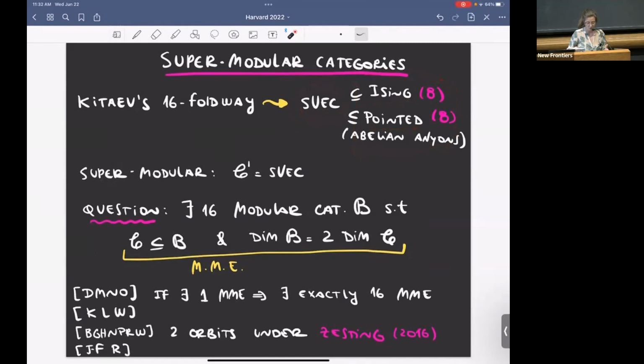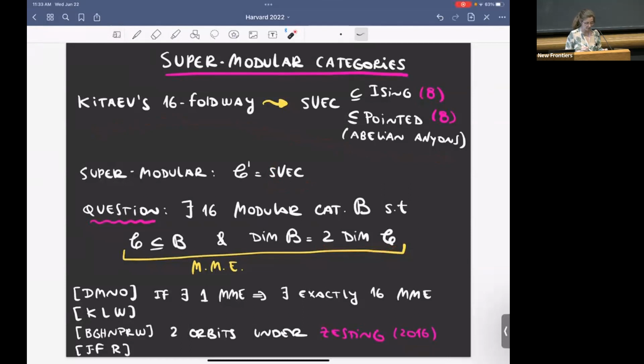So there was a question if this was true in general for supermodular categories. A supermodular category is a category that has transparent objects given by supervec, while in a modular category, we will just have vec. So there was this question if this was always true for supermodular categories, that you can always have exactly 16 modular categories that have your original category inside and have double the dimension.